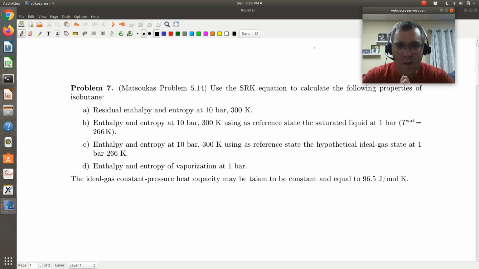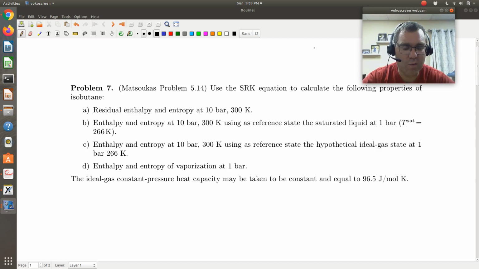All right, let's take a look at problem 7. So problem 7 is going to involve computing residual enthalpy and entropy using our SRK equation of state. And so for that, you can just use the MATLAB code which you used in the previous problem. And then also it'll require playing around with reference states. Okay. So let's read it, and then let's set up some preliminaries before we go through the specific problems.